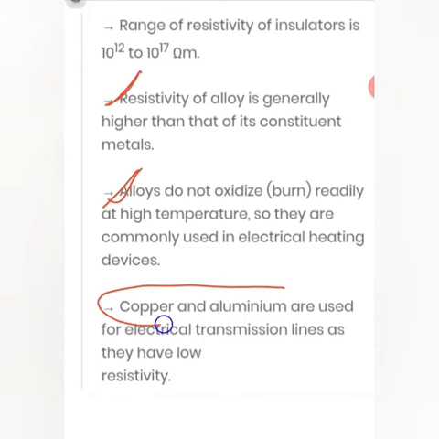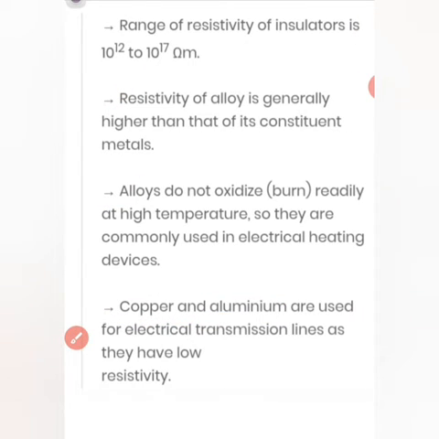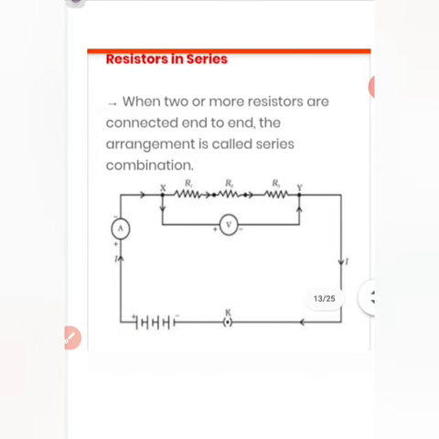Two of the common and cheap types of elements in our periodic table which are used for making electrical transmission lines are copper and aluminium. These are preferred in much more quantity.